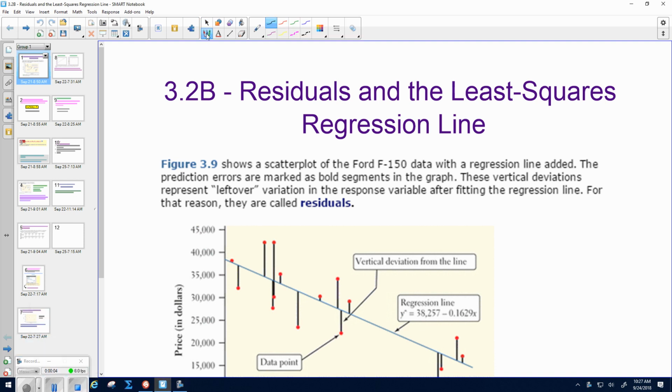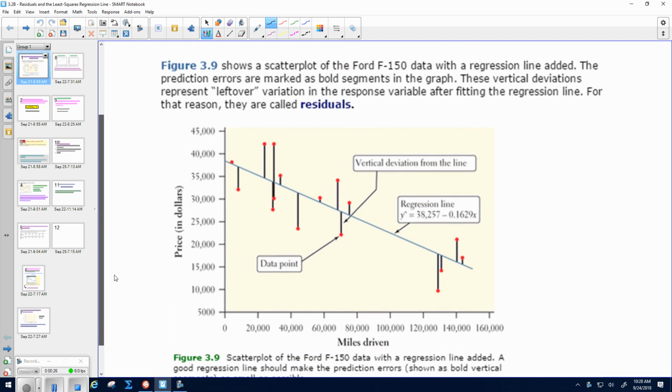All right, you guys. So 3-2B, residuals and the least squares regression line. So we talked about the line of best fit, also known as the least squares regression line. We talked about interpreting slope and interpreting the Y-intercept. Okay. So residuals and the least squares regression line. So this is that Ford F-150 data.